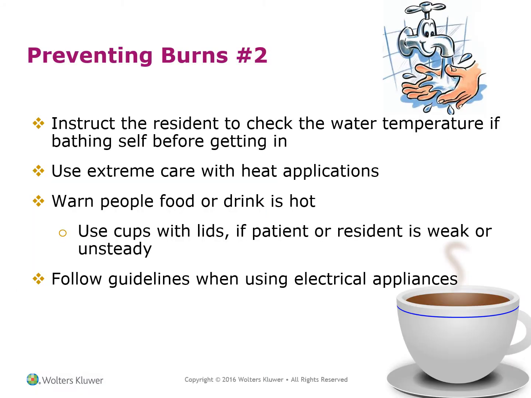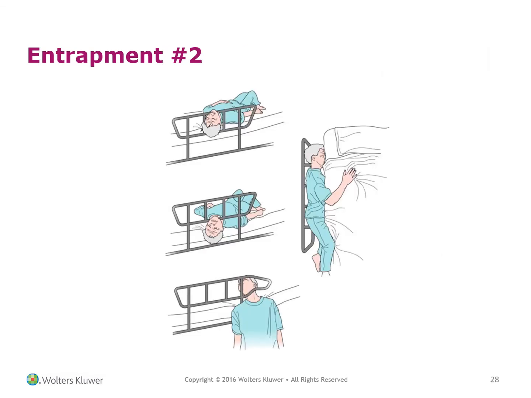Preventing burns. Instruct the resident to check the water temperature if he's bathing himself before getting in, as we mentioned earlier. Use extreme care with heat applications. Warn the patients if the food or the drink might be too hot. Use cups with lids if the patient or resident is weak or unsteady on his feet or has shaky hands, in a wheelchair. Just follow the guidelines when using electrical appliances.